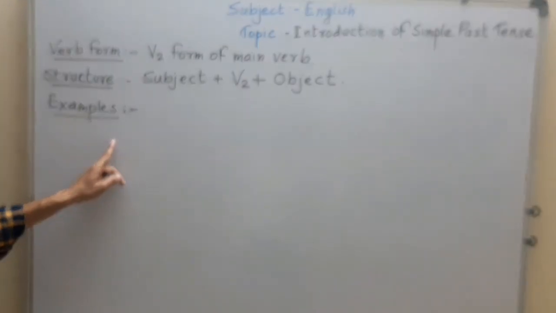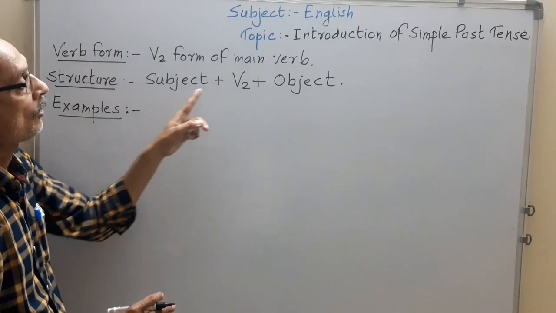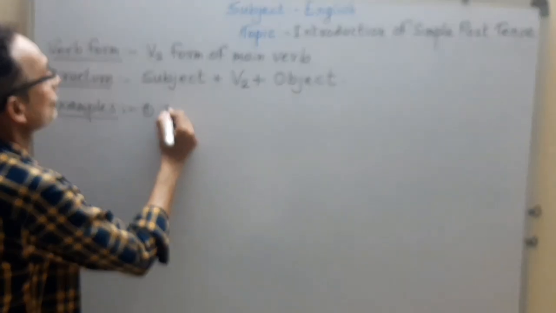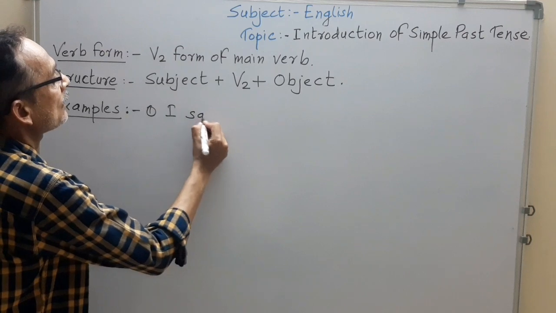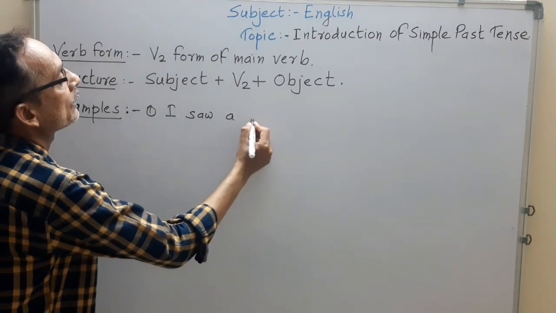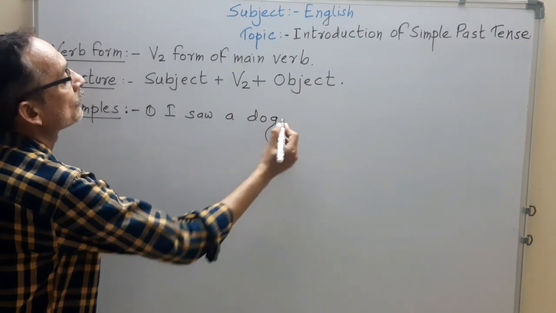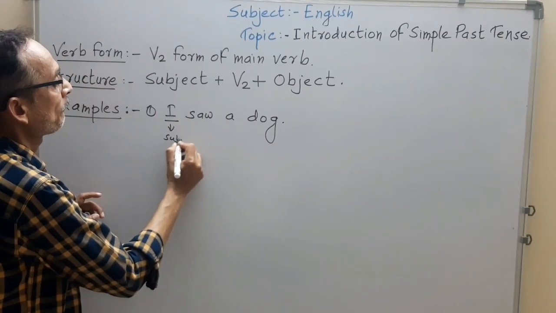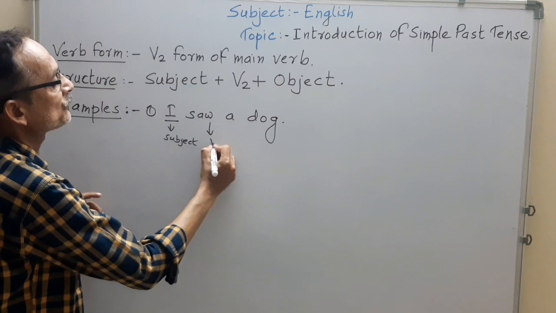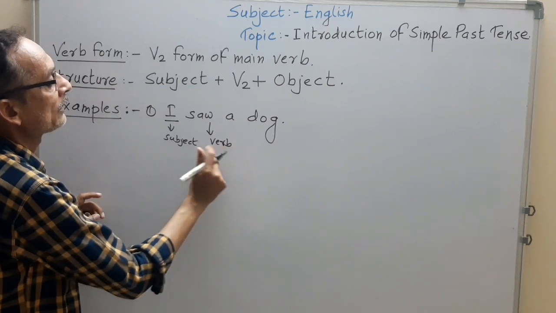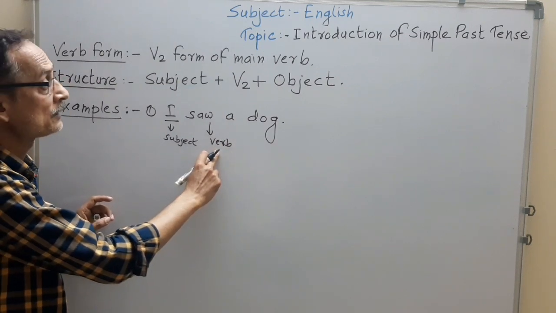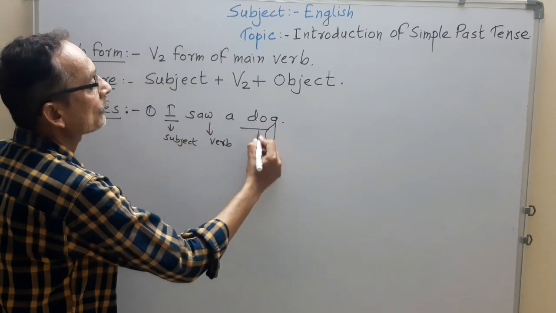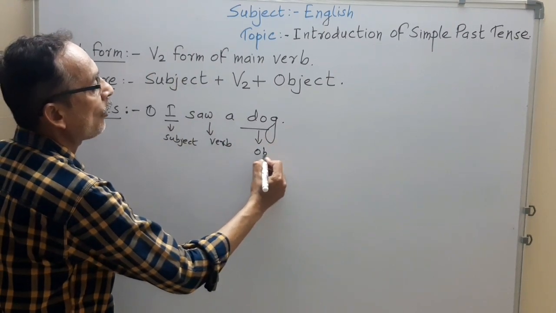Now I write examples of simple past tense. I saw a dog. Here I is the subject, saw is the verb, and that verb is in V2 form. Dog is an object.